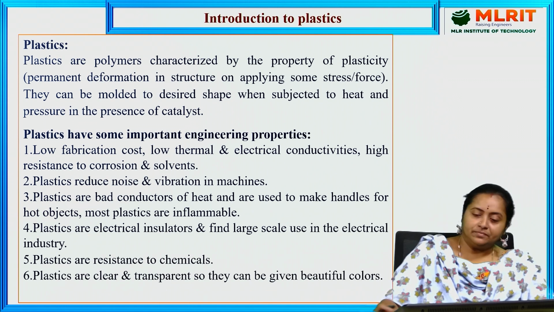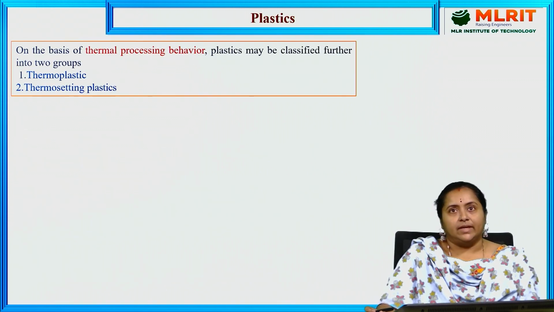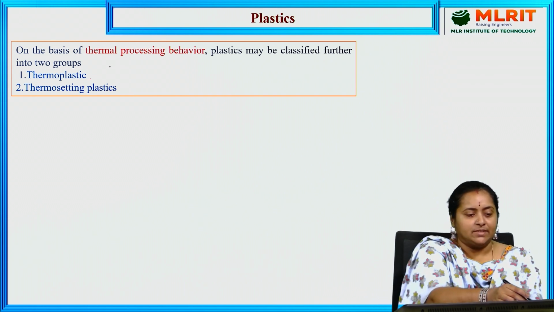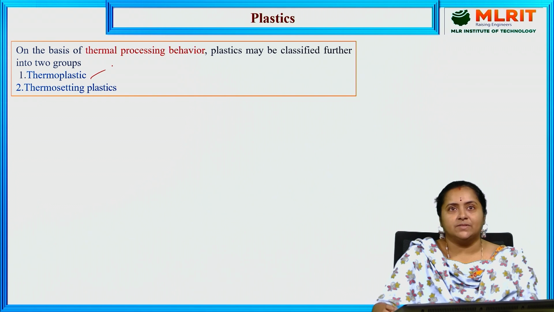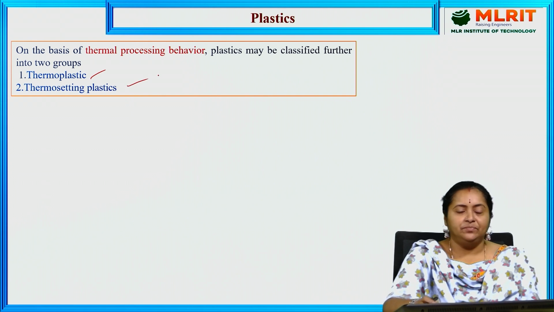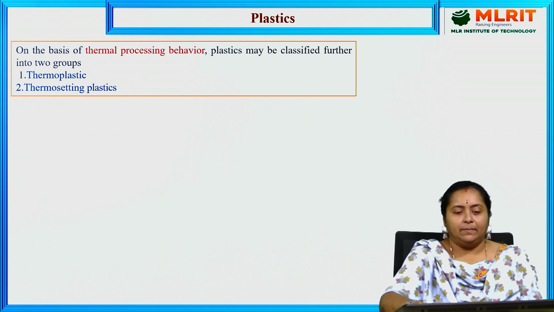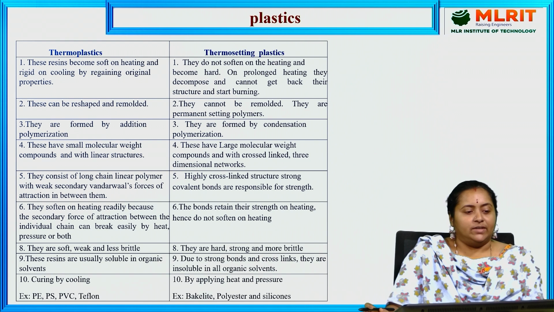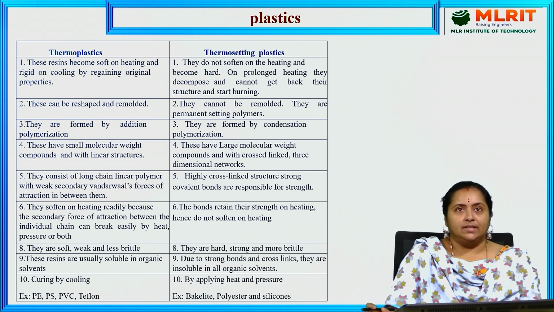So directly we will switch over to types of plastics. On the basis of their thermal behavior, that is their processing, plastics are classified into two different types, thermoplastics and thermosetting plastics. That means whenever plastic materials are subjected to some amount of heat in the form of temperature, how they behave and respond is the basis on which, that is thermal processing behavior, these plastics are classified into two types, thermoplastics and thermosetting plastics. So what are thermoplastics and what are thermosetting plastics? Let us discuss one by one.